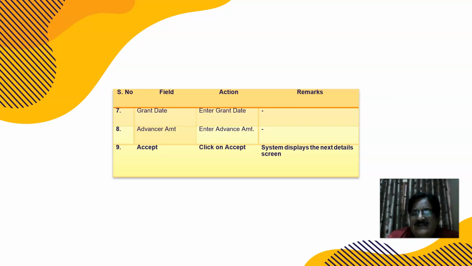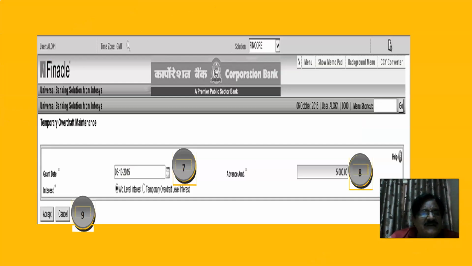The system shows the screen on the next slide. So this appears here. The grant date, that is 6th of October, or you'll get today's date. Control X also you can do. Then the advance amount. Now for interest, there are 2 columns here: first is account level interest and the other is temporary overdraft level interest. We have to choose account level interest because it is given for a particular account only.